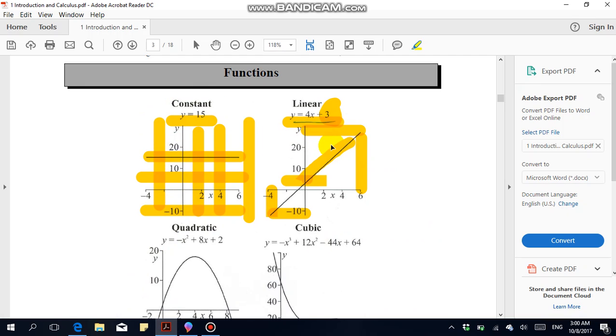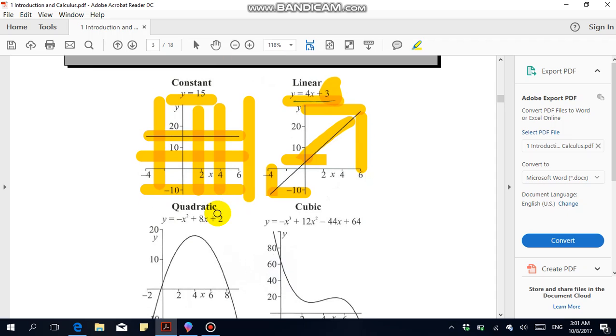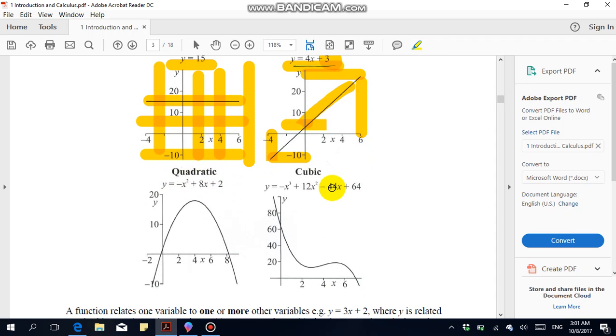So now you know these two graphs. You know the equation of a straight line, how to form that, and you know the equation of horizontal and vertical lines. These are your two simplest forms. And then now we have to move on to quadratic and cubic forms.